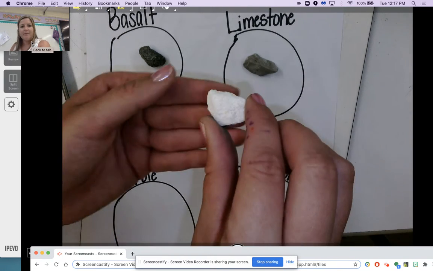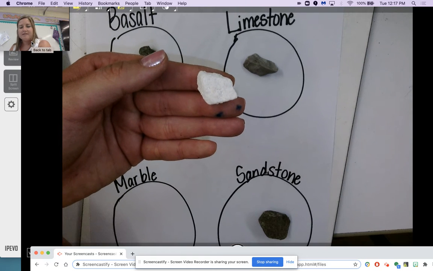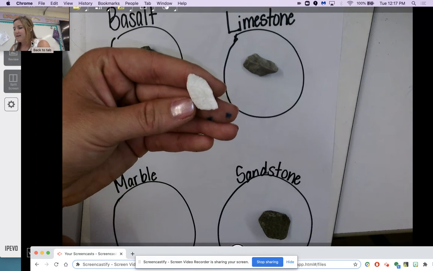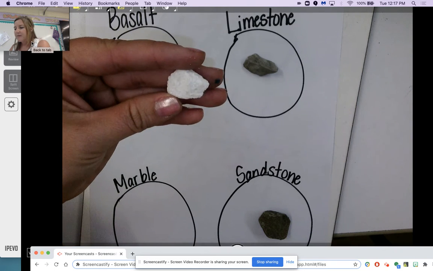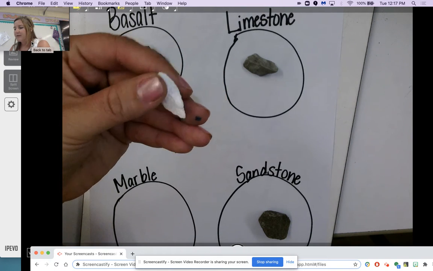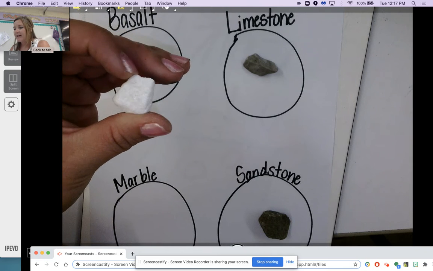We have marble next. Marble is this beautiful white we see. It's kind of shiny, it sparkles. When I flip it around, it's really beautiful in color.